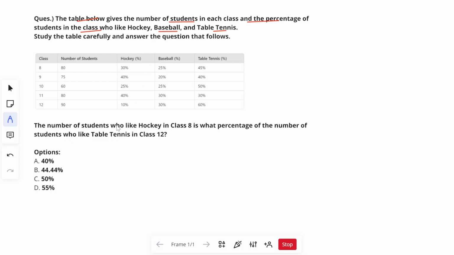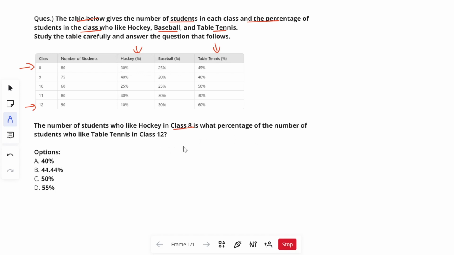What we are asked is: the number of students who like hockey in class 8 is what percentage of the number of students who like table tennis in class 12. See, the number of students who like hockey are here, and the number of students who like table tennis are here. We are asked about class 8, right? And the table tennis ones are in class 12. So these two rows of data we need to see, but before that we need to find out the number of students. These are the total number of students, and out of them 30% of 80 will like hockey, and then 20% of 80 will like baseball. In this way the data is given.